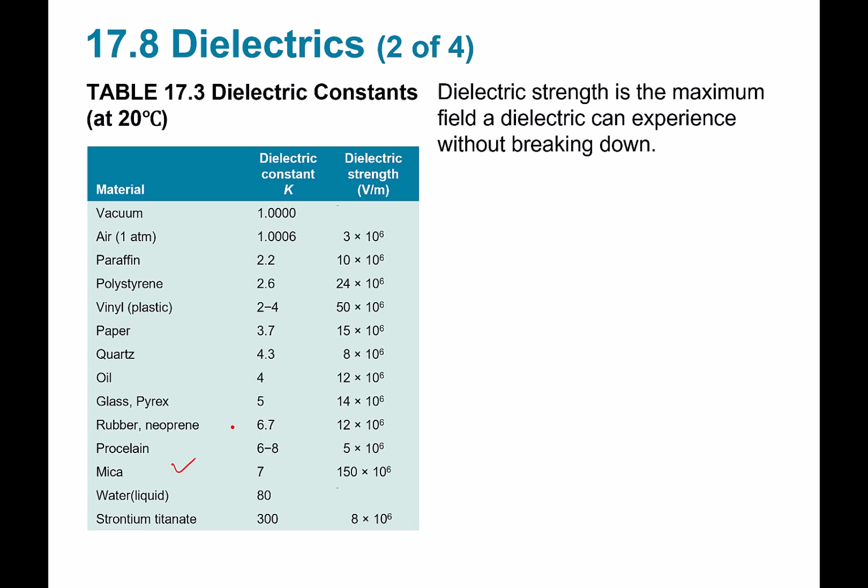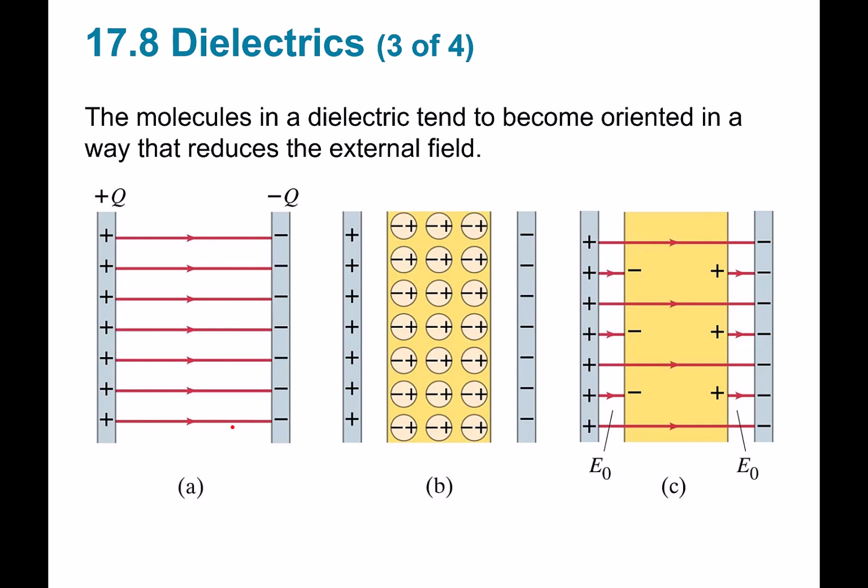Next we talk about the molecules in a dielectric, which tend to become oriented in a way that reduces the external field. If we have a material in between, and this is the positively charged plate and this is the negatively charged plate, the negatively charged ions get pulled towards the positive plate, and the positively charged ions get pulled towards the negative end, just like in polarization. Hence a charge separation happens.